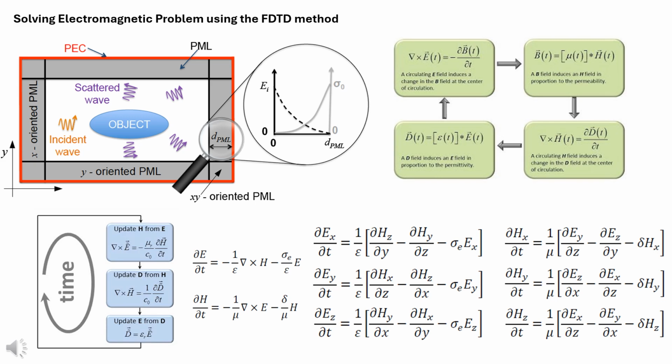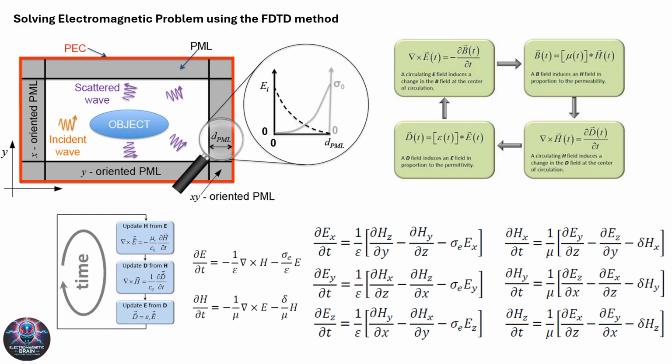Perfectly electric conductor, PEC, and perfectly magnetic conductor, PMC, boundary conditions. PEC conditions set E to 0 on metallic surfaces, while PMC conditions set H to 0 on magnetic surfaces. This slide highlights the numerical approach of the FDTD method, which is crucial for simulating the propagation of electromagnetic waves through complex environments like the human head.